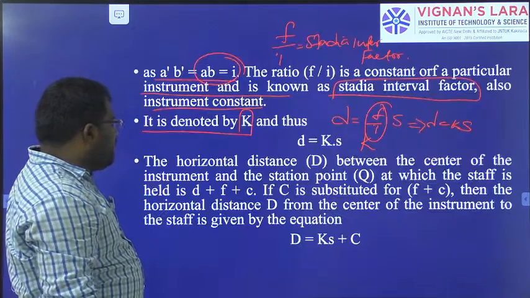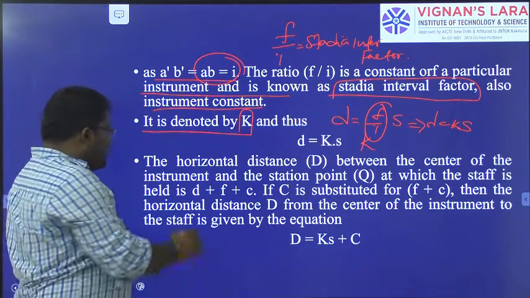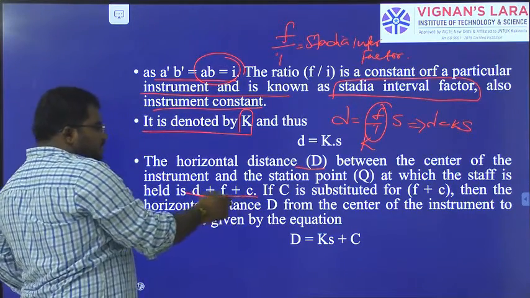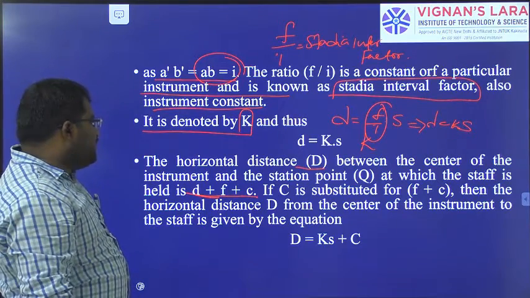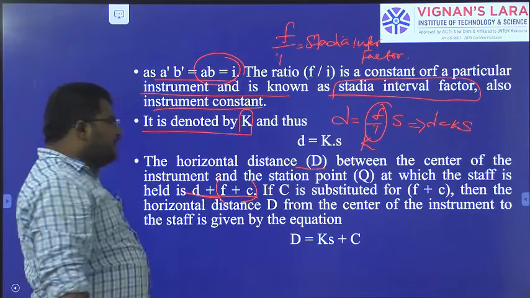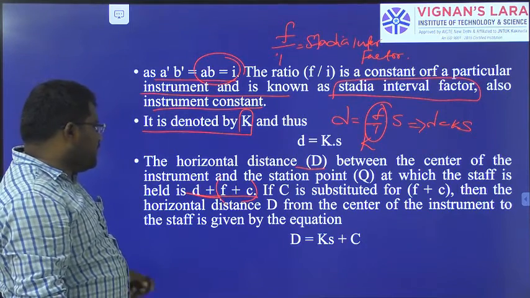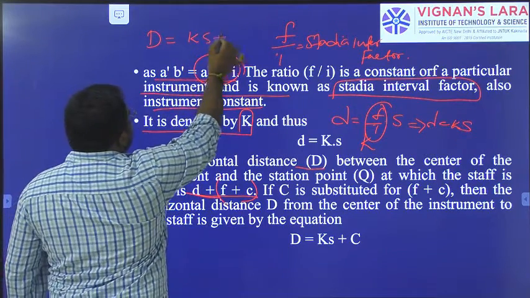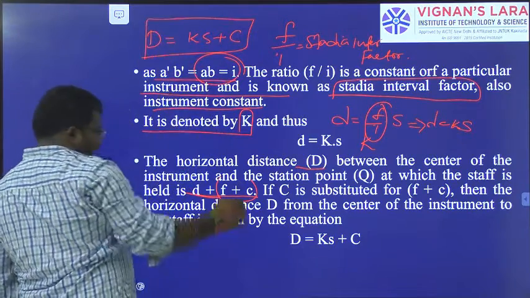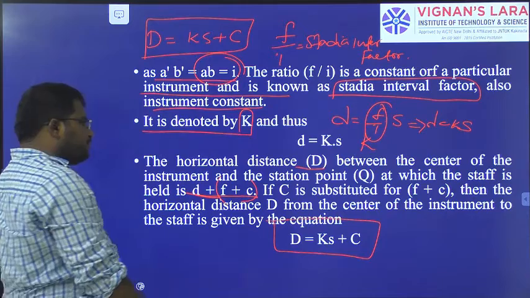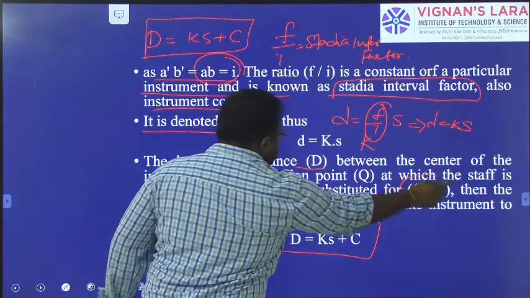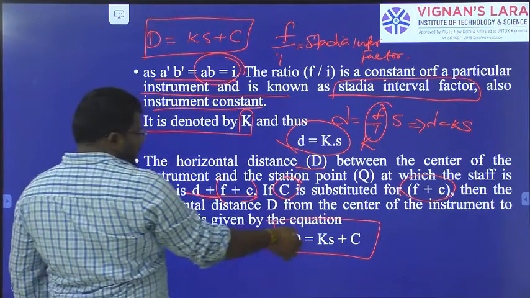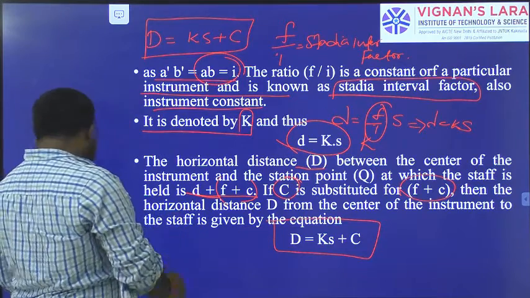Now we are going to substitute all the values here. So the total horizontal distance D is equal to d plus f plus c. We substitute for f plus c, so this becomes f plus c. Then the horizontal distance D from the center will be D is equal to KS plus c. So finally, instead of f plus c, we substitute the capital C. So the remaining D is equal to KS. So normally what will be there here?